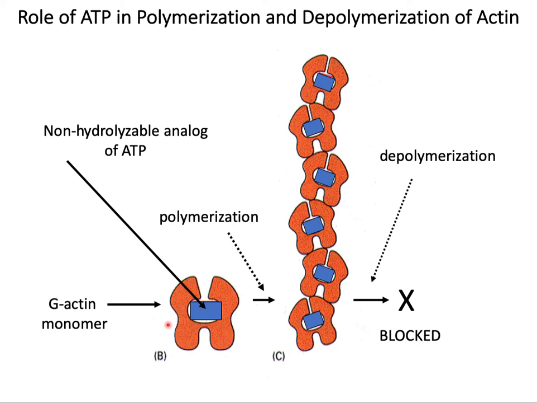Then these ATP analog charged G-actin molecules were allowed to polymerize in a test tube, and then they were allowed to depolymerize. What the cell biologists discovered was that they could still get polymerization of G-actin monomers that harbored the analog of ATP, but they could no longer get depolymerization. This suggests that the ATP must be hydrolyzed, so ATP hydrolysis plays an important role in the depolymerization of actin filaments, but not in the polymerization of actin filaments.